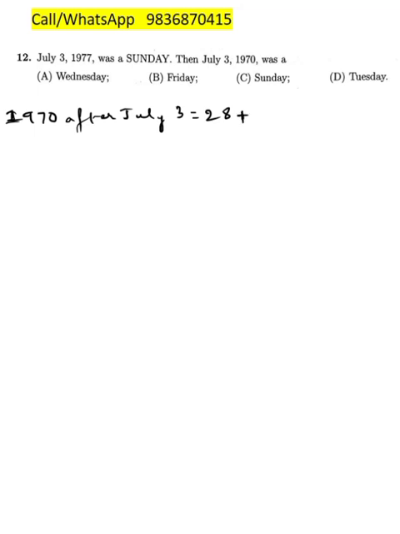Then in 1970, after July, you have August 31, then September 30, then October 31, then November 30, plus December 31. So you have a total of 181 days in 1970 after July 3.